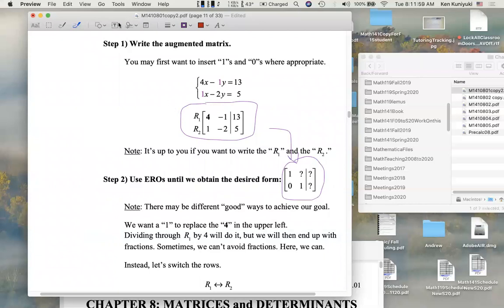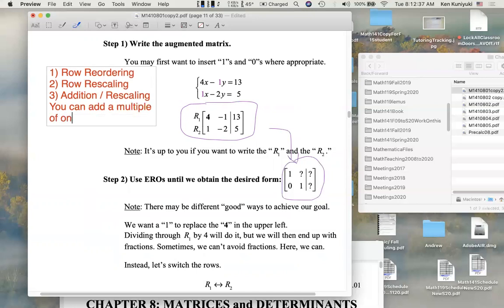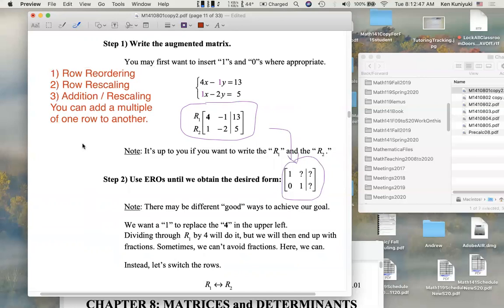And remember the categories, the 3 categories of EROs. Let's review them. What were they? Row switching or row reordering in general. Row rescaling. You can multiply or divide through a row by any non-zero number. And maybe the addition and rescaling method, in the sense that you multiply, well, bottom line, you can add a multiple of one row to another. You can add a multiple of one row to another, which combines the idea of rescaling and the addition method, the idea of adding equals to equals.